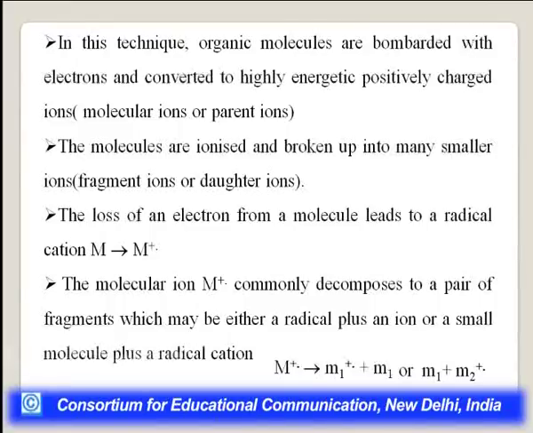The loss of an electron from a molecule leads to a radical cation. The molecular ion, we can denote it like M plus with a radical dot, commonly decomposes to a pair of fragments which may be either a radical plus an ion or a small molecule plus a radical cation. You can see this is the molecular ion and these are the radical ions plus another fragment. This is a neutral fragment, or it can be converted to these types.